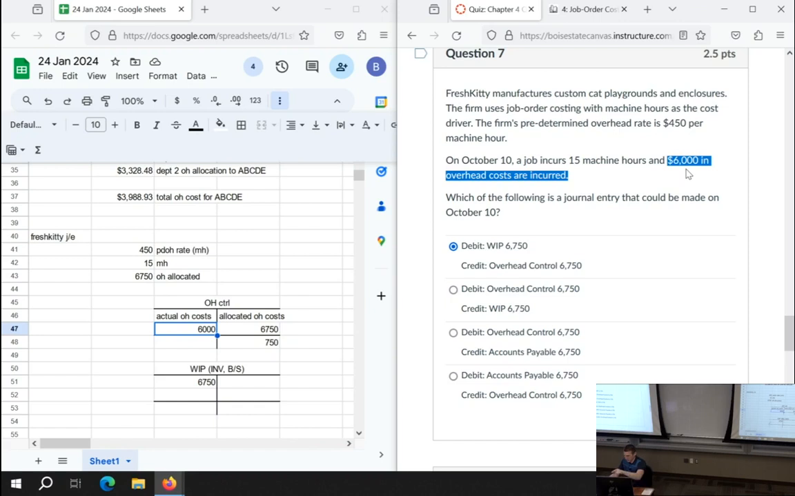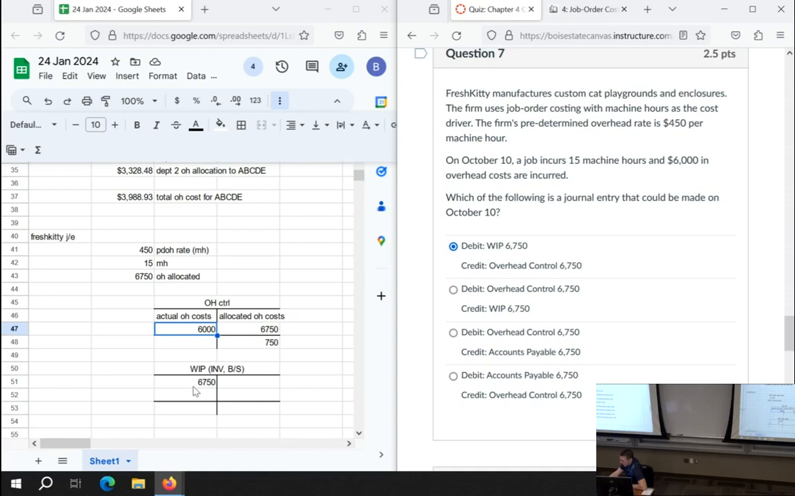Let me put a pin in that and get to the question as well. So we know there's an expense of $6,000 or a cost of $6,000. In this case, the two overlap perfectly. In that case, we're debiting the actual cost to overhead control, and we're going to credit somewhere. So it's going to be this one or this one. It's definitely not this one. We wouldn't be crediting overhead control. It would be $6,000 instead of $6,750. We wouldn't debit overhead control and then credit WIP $6,000.